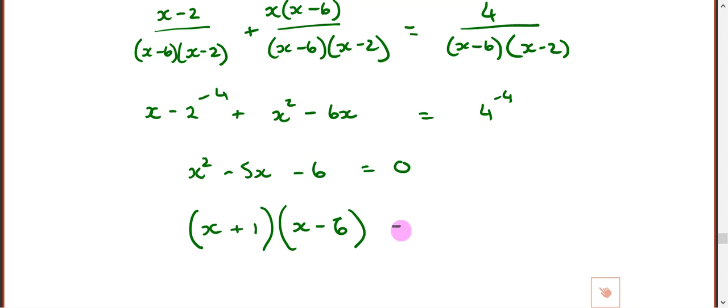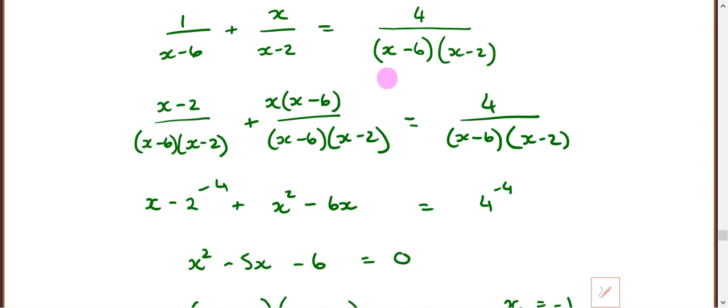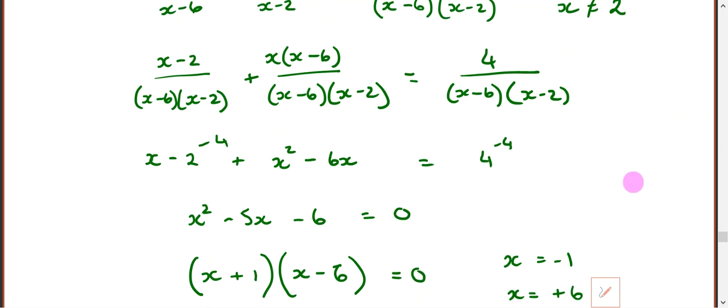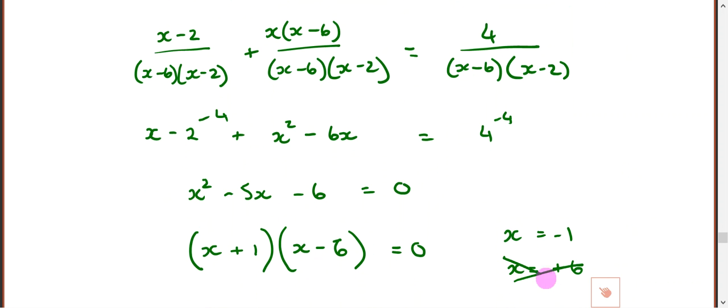Minus 6. Therefore, potentially solutions are x equals negative 1 and x equals positive 6. But from this line up here, we can state that x is not allowed to equal 6 and x is not allowed to equal 2. Only one of those needs to be taken into consideration at the end. So that is not a possible solution. So my only solution is that.